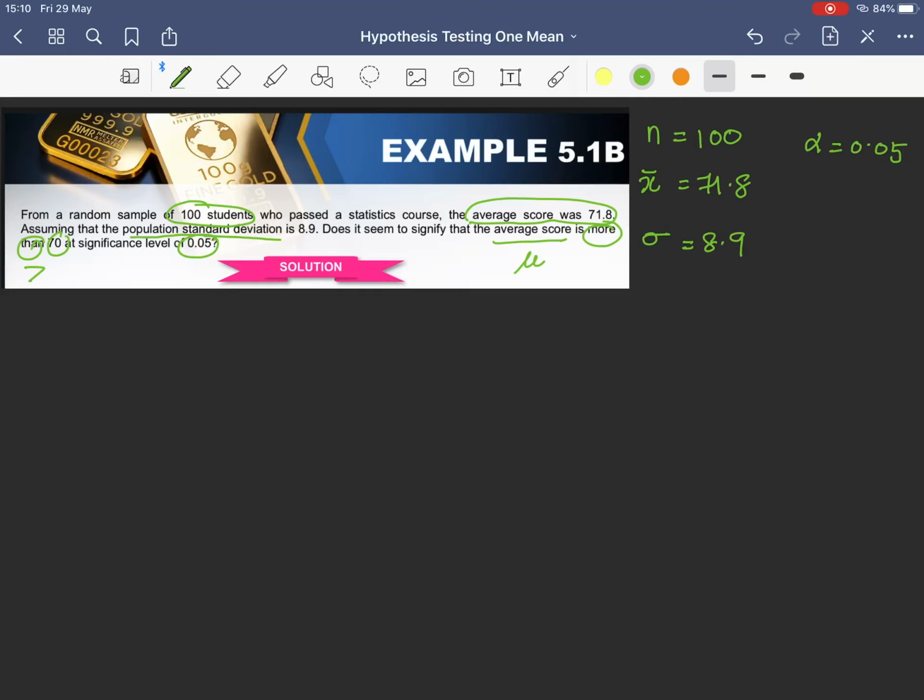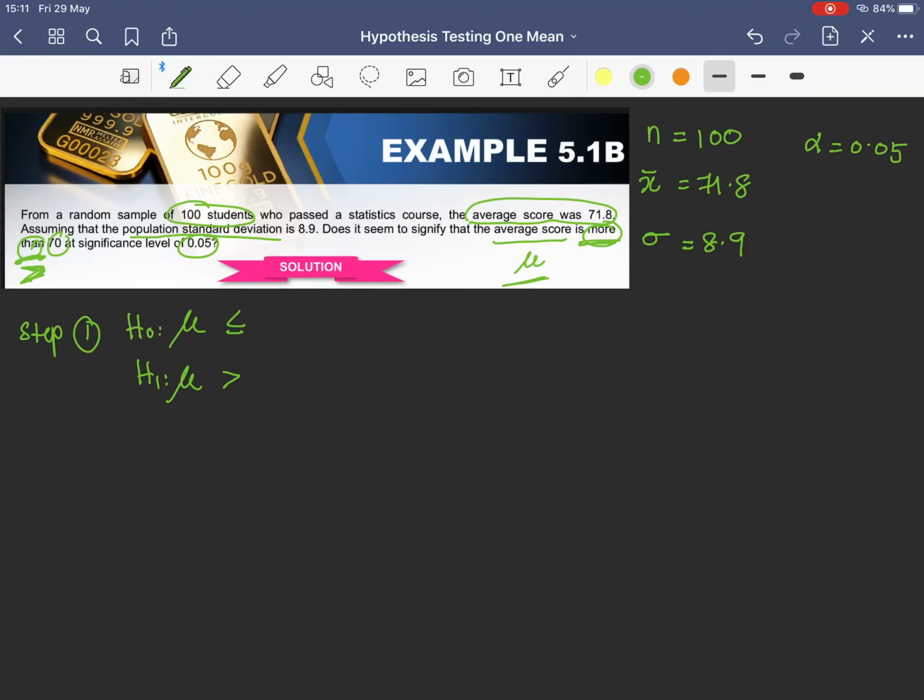Okay, first, step 1. Formulate your hypothesis. H null and H1. So, what is the notation here? Mu. So, you put here mu. And then, symbol more than. H null or H1? There is no equal sign, right? So, H1 more than. If H1 more than, H null will be less than and equal, opposite.